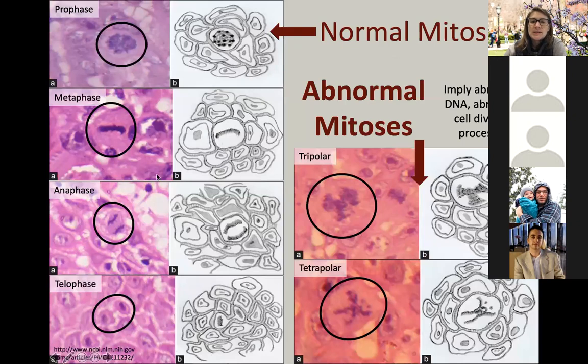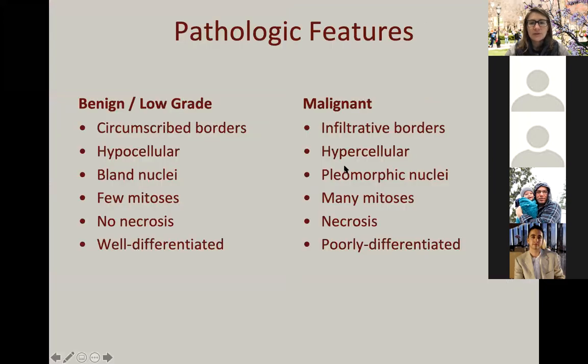Another word on mitoses, mitoses can go through that normal prophase, metaphase, anaphase, telophase that we all learn about in grade school, but those normal morphologic mitotic figures can be found in benign tissue, in hyperplastic tissue, and in malignant lesions. However, once a mitosis is morphologically abnormal, like tripolar or tetrapolar, that implies abnormal DNA, and that essentially implies malignancy. So just a comment on the morphology of mitoses.